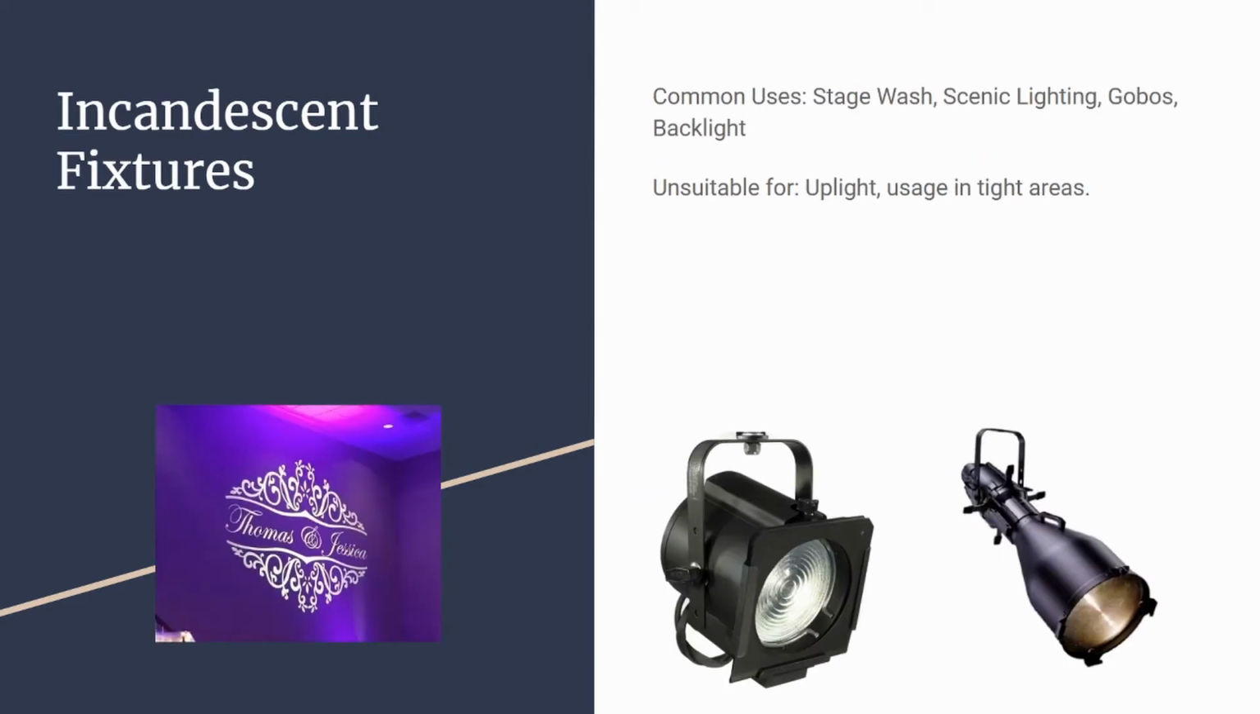Common uses for these are the stage wash, for scenic lighting, for gobos, and for backlight. Now the Licos, these more tube-like fixtures you see here, are what is used to project gobos and stuff like that. So you can have your company's logo or your client's logo or something like that projected on the wall, and that's where you see incandescent fixtures used a lot. What they are unsuitable for is uplight, or if you have very tight area you need to fit the fixture into, because of their heat and the power usage that makes them unsuitable for these.